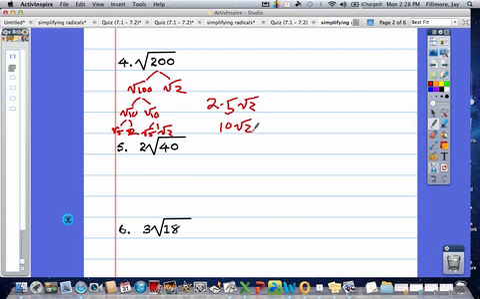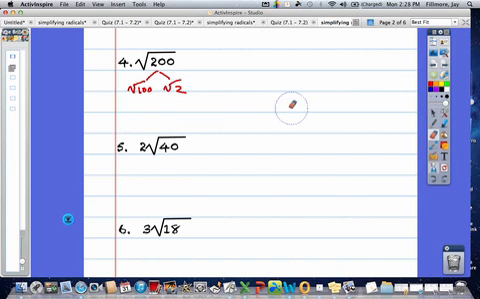But there's a much quicker way to do this, instead of doing a long way to get 10 root 2. I know that 100 is a perfect square, so the square root of 100 is 10. So this is just 10, and this is root 2. Bam! Shortcut. If you don't like it, that's okay. You can still do a factor tree, but I think it's a much easier way to go about this.